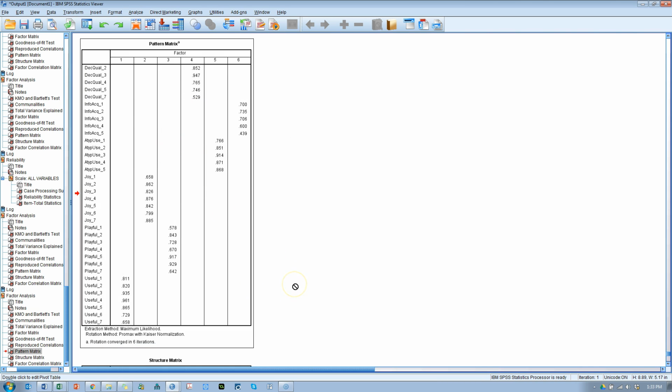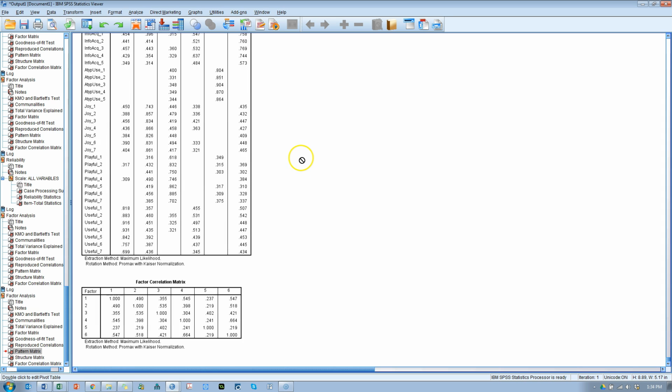And here is the pattern matrix. And I'd say, as evidence of convergent validity, we have all the loadings above 0.5, except this one, 0.4, which I'd mention. And then evidence of discriminant validity is we had no strong cross-loadings. Another bit of evidence for discriminant validity is this factor correlation matrix. We can look at all these non-diagonal values and make sure they're not above 0.7, which would indicate sharing a majority of the variance.